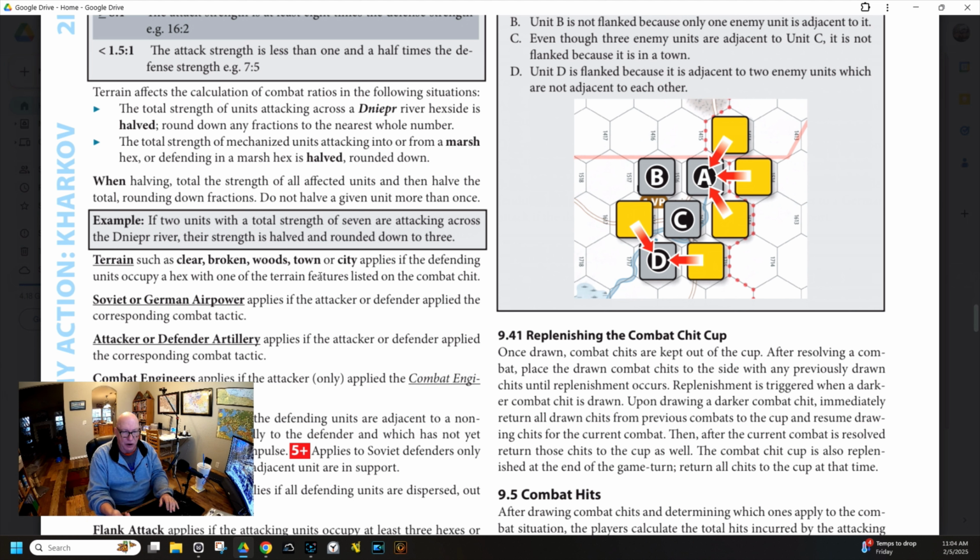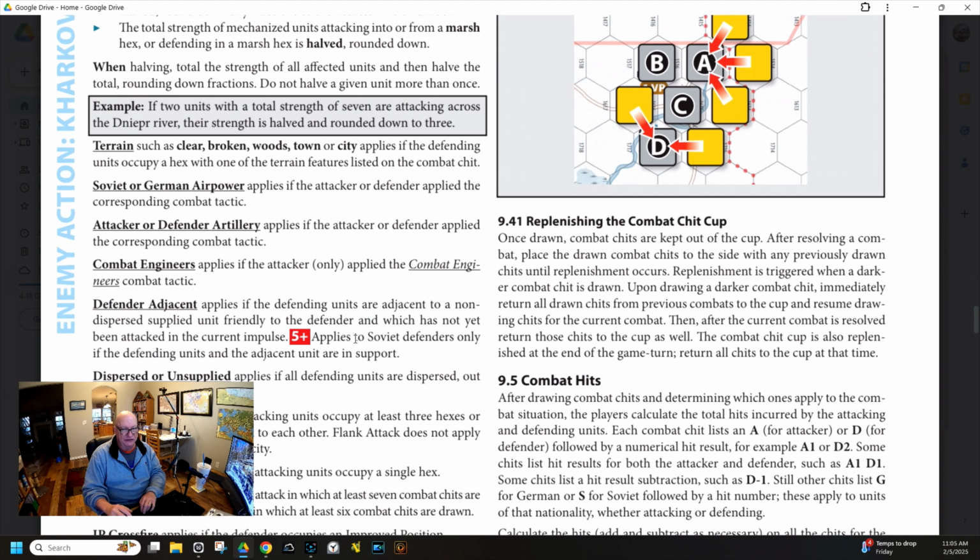Terrain such as clear, broken, woods, town, or city applies if the defender unit occupies a hex with one of those terrain features listed on the chit. So it'll have that on there. You use that chit. Soviet or German air power applies if the attacker or defender applied the corresponding combat tactic. So if I played the air power combat tactic card and I draw the chit, then they all work. Attacker, defender, artillery, same thing. Applies if the attacker or defender applied the corresponding combat tactic. Combat engineers, same way, if you played the combat tactic.